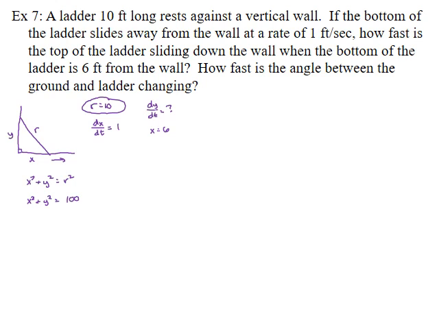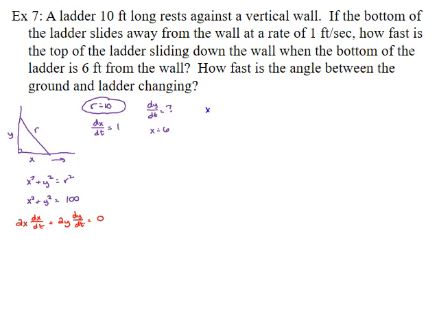Now I'm going to take the derivative. The derivative of x squared is 2x dx/dt, plus the derivative of y squared, which is 2y dy/dt. And since 100 is fixed, the derivative of a constant is going to be 0. Now, do you know all the information? Let's see. From left to right, x is 6. We know that. dx/dt is 1. We're looking for dy/dt. The problem is that you don't know what y is. So we're going to have to go back and do a little bit of work.